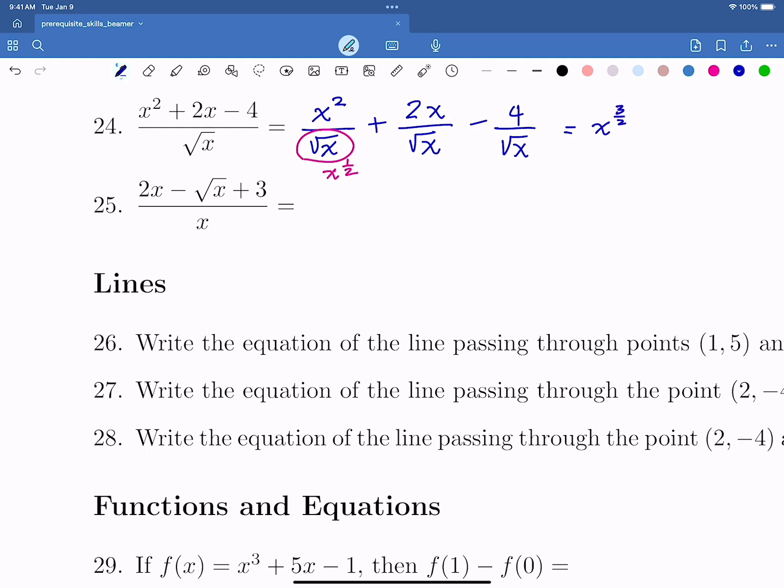Same thing here. The square root of x is x to the 1/2. This is x to the power 1. I can subtract those exponents. So 2x to the 1 minus 1/2, which is 1/2, like so. And then the last term, we can't cancel anything with the root x. So I could leave it as 4 over root x. But since for the other terms I used rational exponents, just to be consistent, I'll use a rational exponent. This is x to the power 1/2 in the denominator. If I move it into the numerator, it becomes x to the negative 1/2, like so.